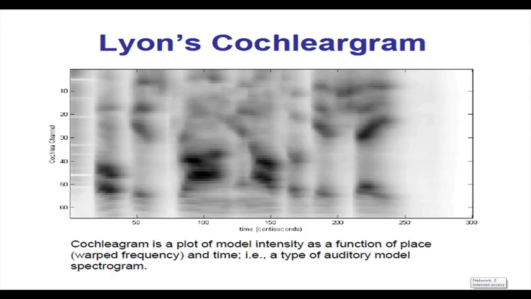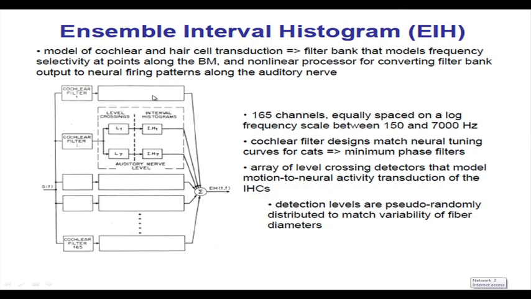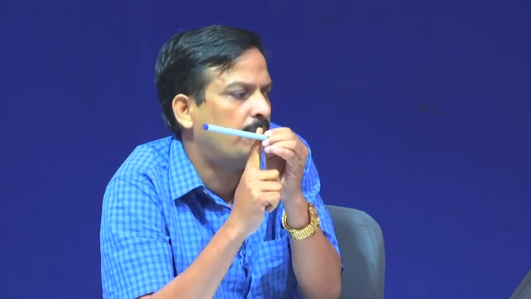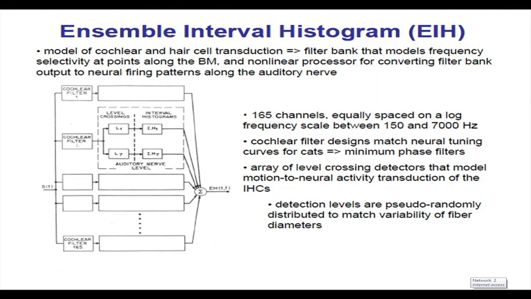Then there is another model. This is Lyon's cochlear model, I will come to the spectrogram later on. Then the ensemble interval histogram, EIH model. This is the model of cochlear hair cell transduction. Along the basilar membrane there are a lot of cochlear hair cell sensors. Each sensor consists of 10 fibers. So, EIH, ensemble interval histogram, is nothing but a model of cochlear hair cell transduction. How the motion is transduced, that is modeled here.